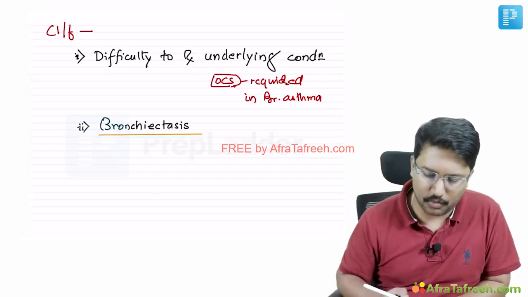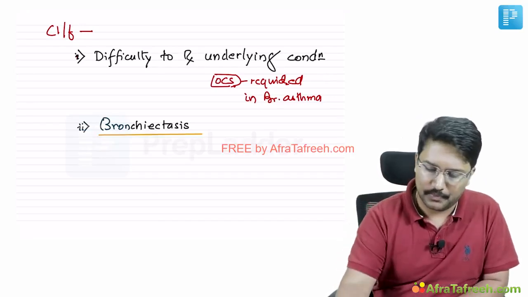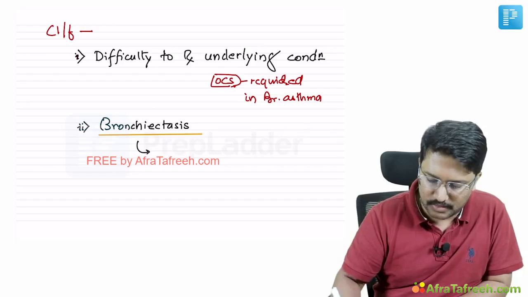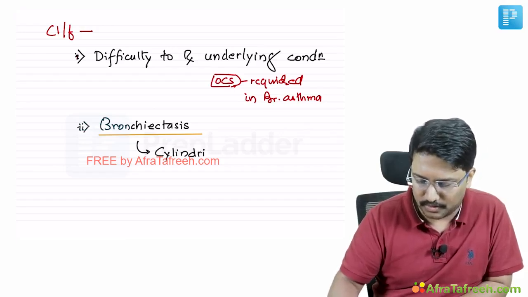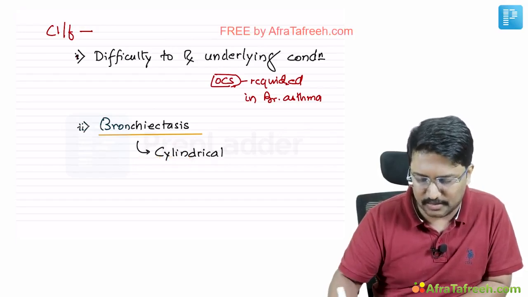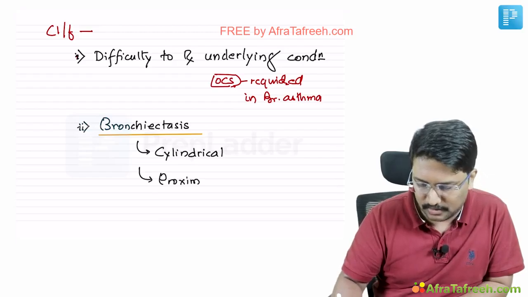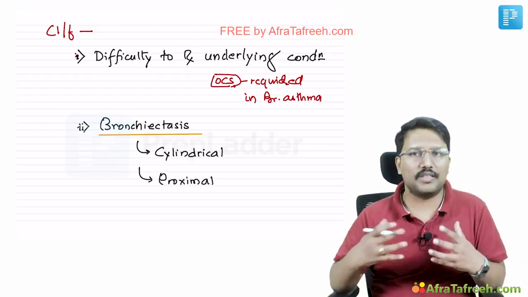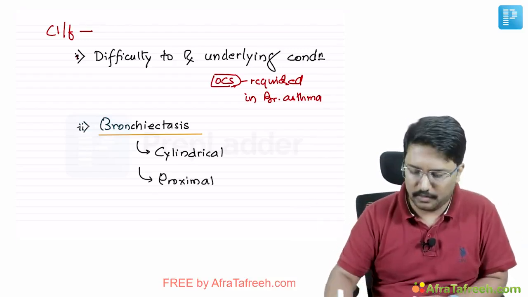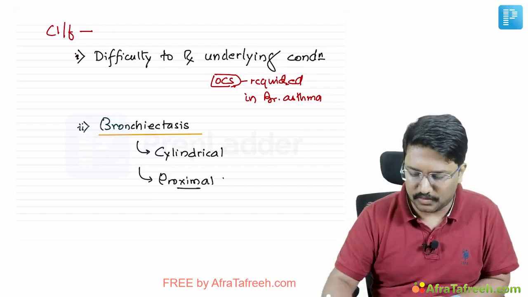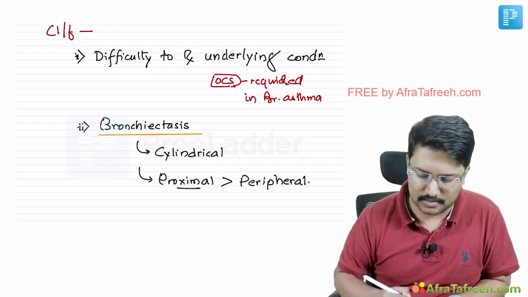Okay. And when you talk about bronchiectasis, you should also know what is the nature of bronchiectasis and what are the segments of the lung that are affected. So bronchiectasis here is mostly cylindrical, or what is called tubular bronchiectasis. Cylindrical bronchiectasis is mostly proximal or central more than peripheral. So you don't see these bronchiectatic changes occurring towards the chest wall. It is more towards the hilum, right? Proximal more than peripheral. Or you can call this central bronchiectasis, right?